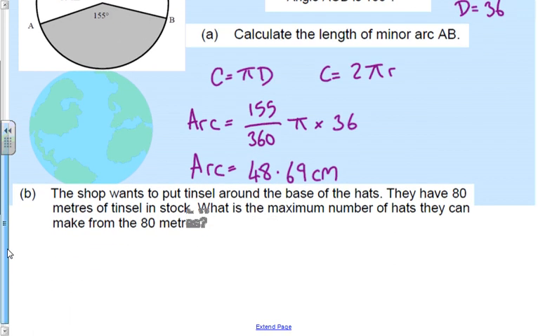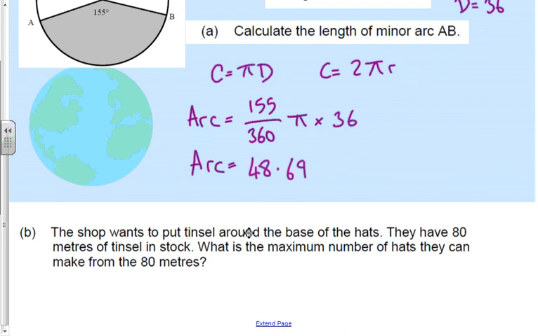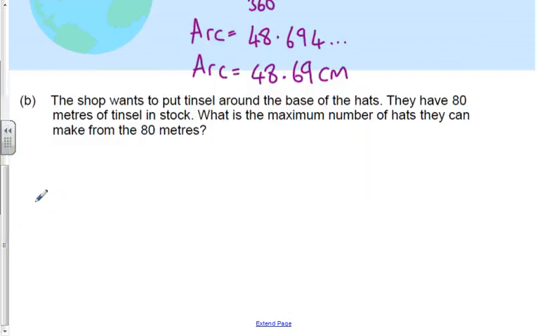Now, I have rounded up to 2 decimal places. You really should put at least one more. 4 dot dot dot and then round. So our arc is 48.69 centimeters. I'm sorry about my background there. It seems to have stayed white.